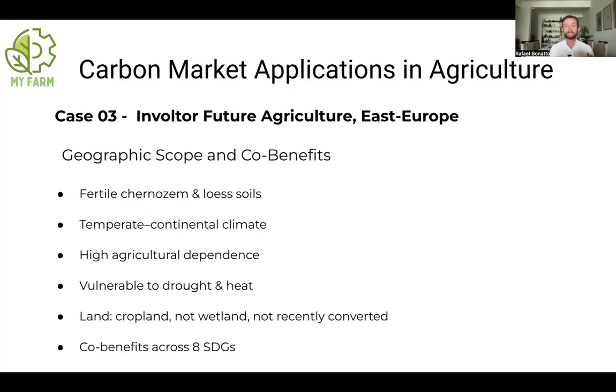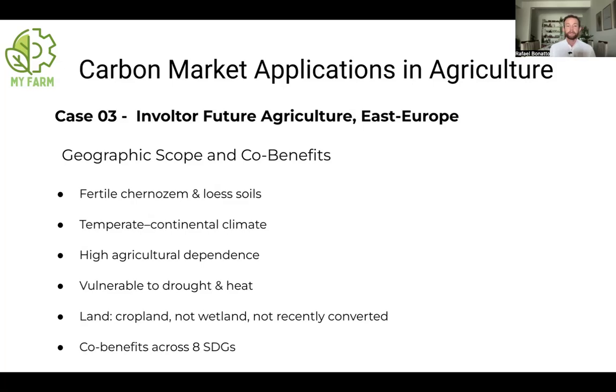So meaning that any of the VCM, the voluntary carbon market, or the regenerative projects that are implemented in those countries will be very positive for the country economy and stability because they are highly agricultural dependent. And those countries are very vulnerable to drought and heat. And the land, cropland, there is no wetland or wetland recently converted.